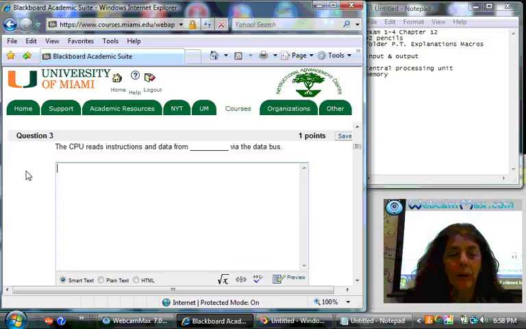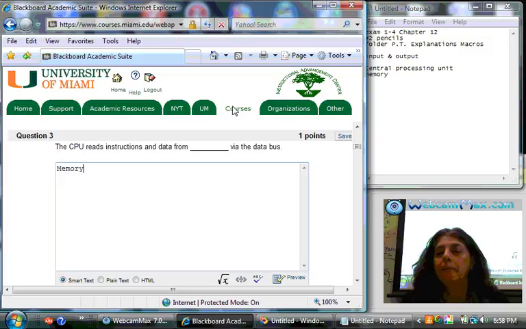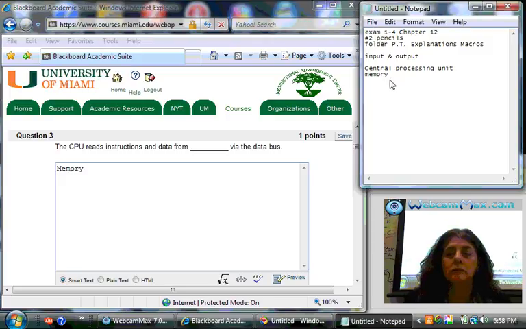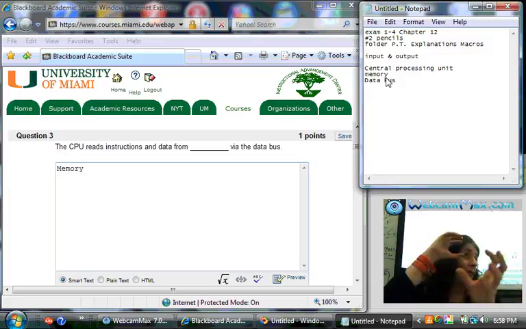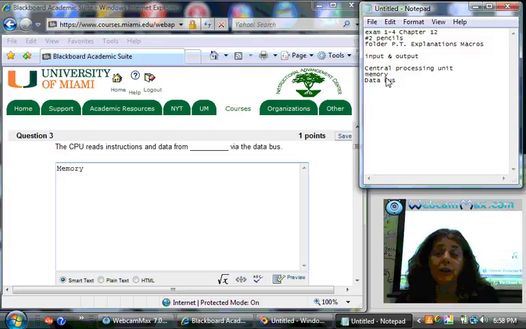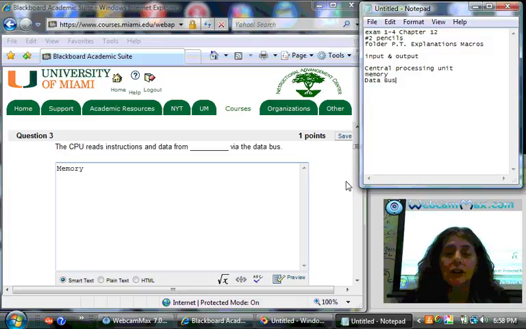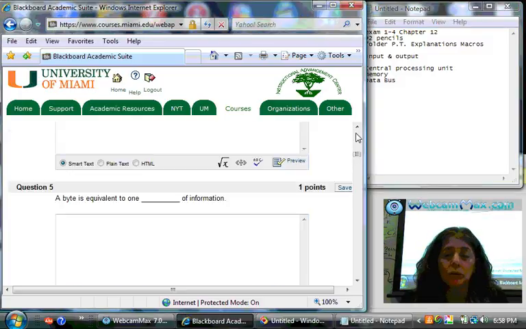And my cursor's here, and the CPU reads instructions and data from memory. And what is a data bus then, Tim? It's an interface. Right, think about it as a rail. My data is going to be along those rails, so I'm going to be able to read my data from those.